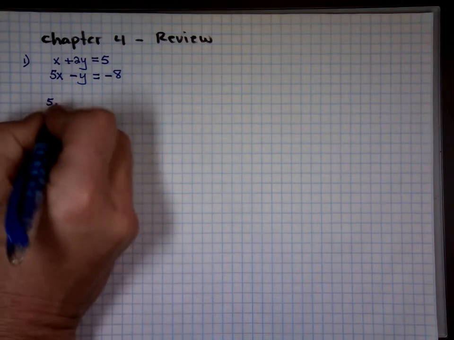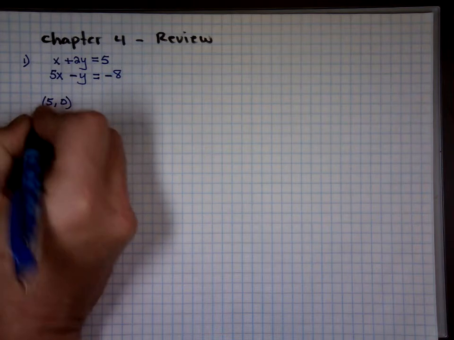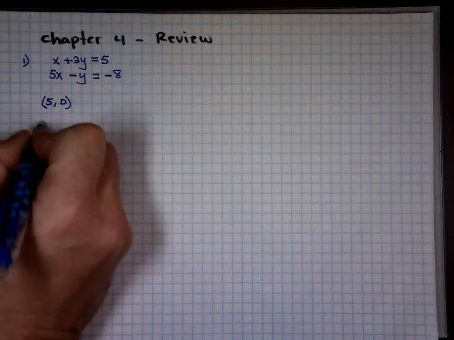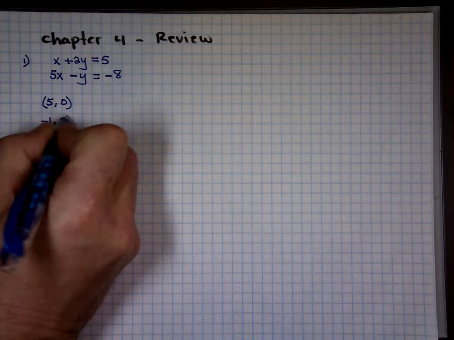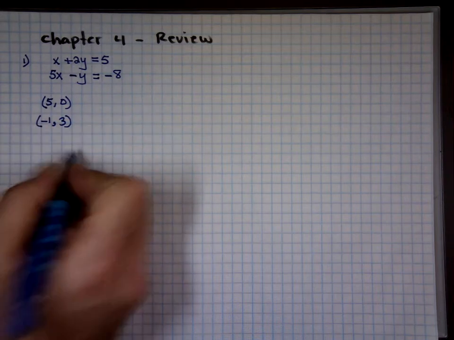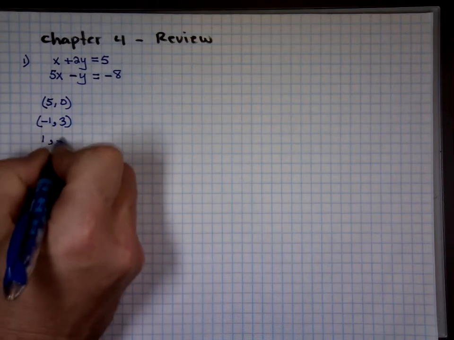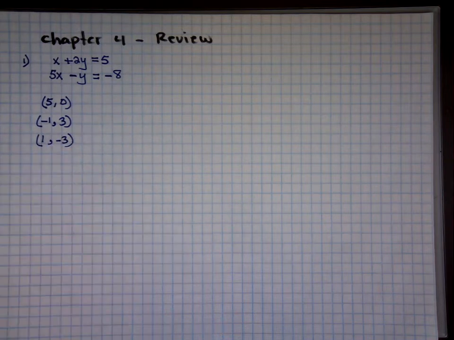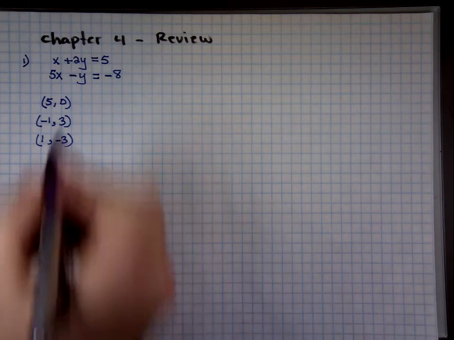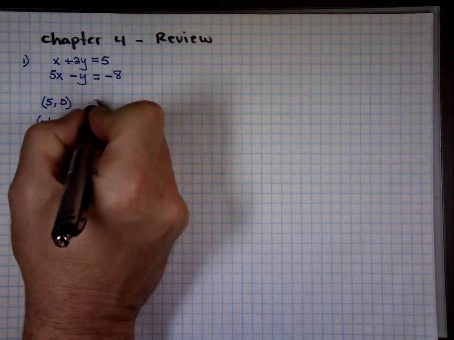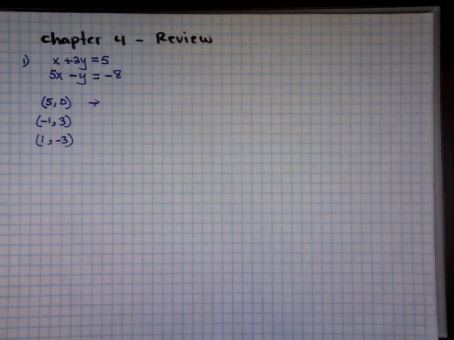Which one of these points is a solution? Is 5 comma 0 a solution? Is negative 1 comma 3 a solution? And is 1 comma negative 3 a solution? That's what the question is. To find out if a point is a solution or not, plug it in. Plug it into both equations.